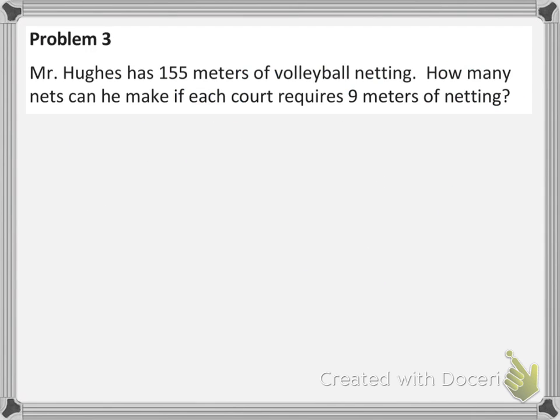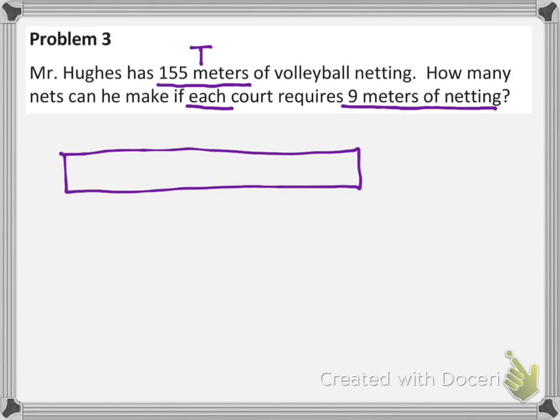Okay, problem 3. Mr. Hughes has 155 meters of volleyball netting. How many nets can he make if each court requires 9 meters of netting? So what we want to do is we want to look at the clues. And I see here we have 155 meters. We got the total. And I see the word each and requires 9 meters of netting. All right, so we're looking at a tape diagram. So let me draw a tape. And this whole tape is going to equal 155.